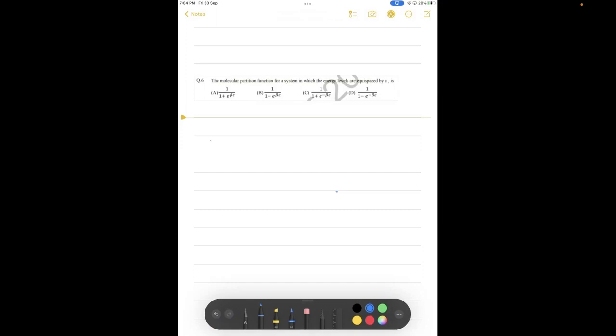Okay, so this is question number 6 from the 2014 paper, and the question says: the molecular partition function for a system in which the energy levels are equispaced by epsilon is, and these are the 4 options given. So we have to find the molecular partition function for a system of energy levels which are equispaced by epsilon. Let's first draw the energy levels.